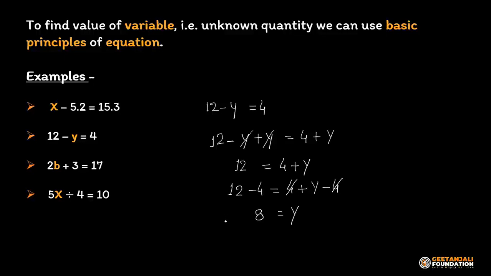You can always tally your answer to check whether you have got the correct answer or not by substituting these values in place of the variable. For example, if I want to find out whether I have got the correct value of y or not, I'll simply substitute this value in the equation. So on the left side it is 12 minus y. Instead of y I write 8. When I subtract 8 from 12, I get 4, which equals the right side. So it became a true statement. So it is a true equation, and we have got a correct value.